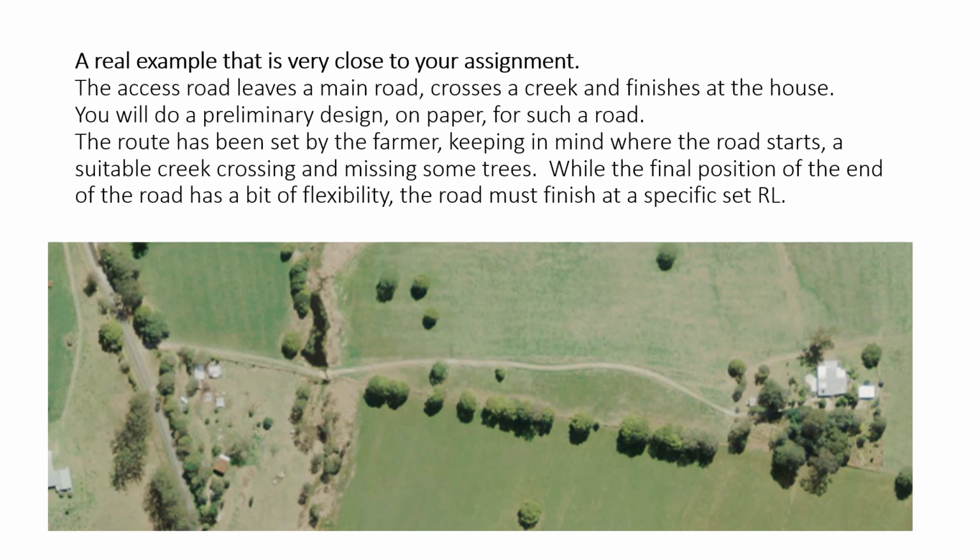Now the farmer's had discussions with you and he's marked out on the plan where the road has to go, because he's got a particular point in the roadway where it's going to start from. It's got to cross a creek at a particular point and then dodge some trees, and then it's going to finish near the house. So there's a bit of flexibility. As you can see, it doesn't have a particular driveway or a boundary to worry about. So we can be a couple of metres either way at the end.